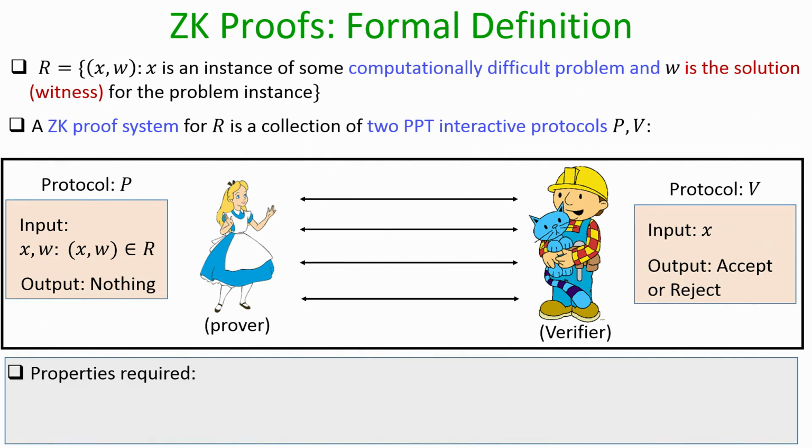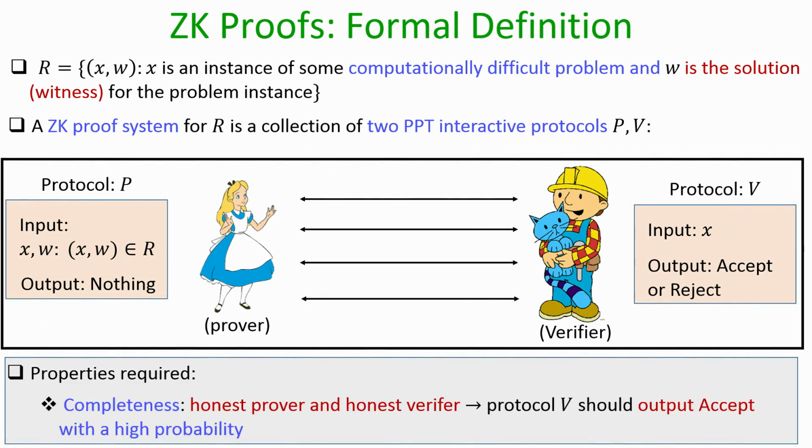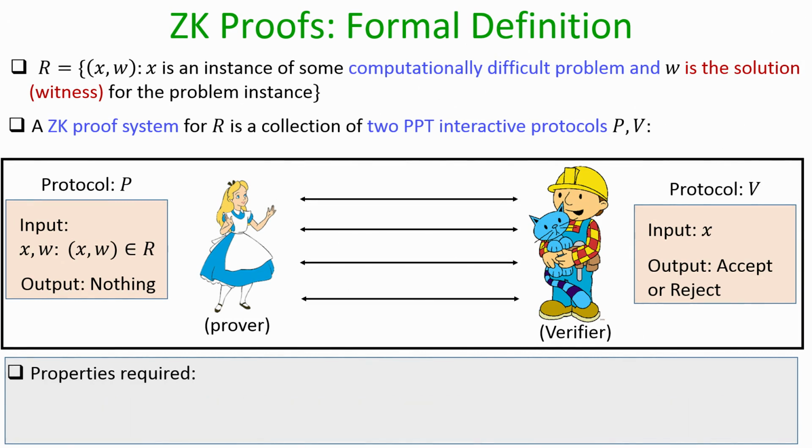Now, what are the properties we require from a zero knowledge proof system? The first property is the completeness property, which demands that if both prover and verifier are honest, and if indeed the prover knows an x comma w such that x comma w belongs to R, and both perform all their actions as per the protocols P and V, then with very high probability the output of the verifier should be accept. That means the verifier should accept the statement of the prover.